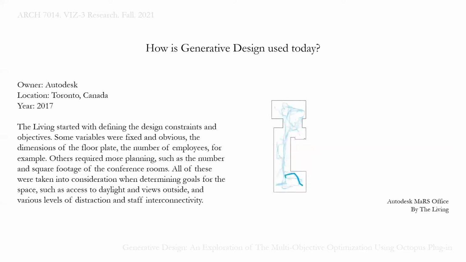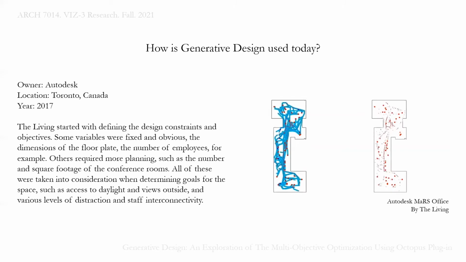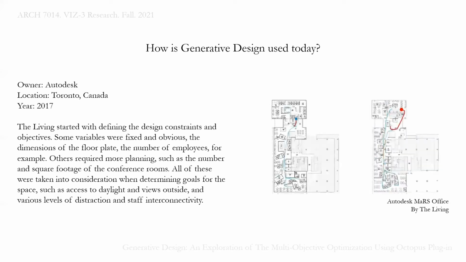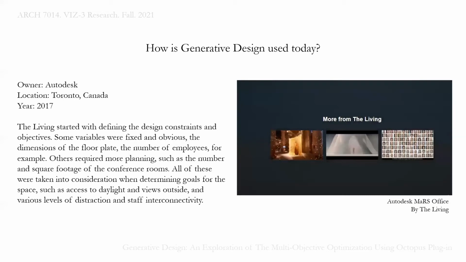So they started with defining the design constraints and objectives. Some variables were fixed and obvious, for example, the dimensions of the floor plates and the number of employees. Others required more planning, such as the number and square footage of conference rooms. All of these were taken into consideration when determining goals for the space, such as access to daylight and views to the outside, and various levels of distraction and staff interconnectivity.